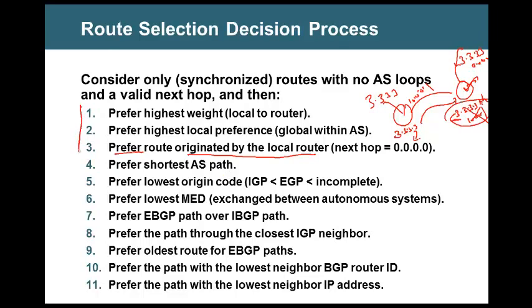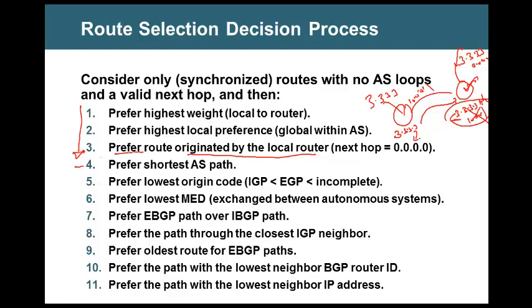If there is a tie in all these three, only then it goes to the fourth one. It prefers the shortest AS path. That means if there are multiple paths to reach and multiple autonomous systems to pass through, there may be one path with 3 autonomous systems away to reach the destination. There will be another path 4 autonomous systems away to reach the destination.